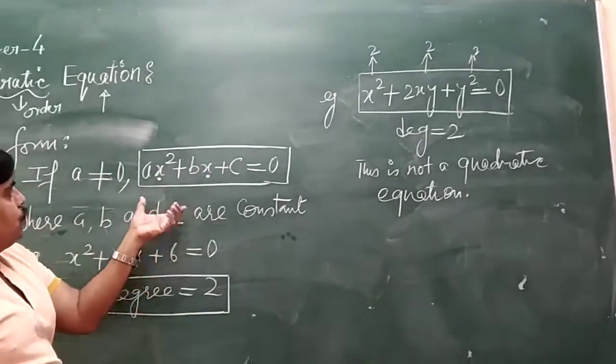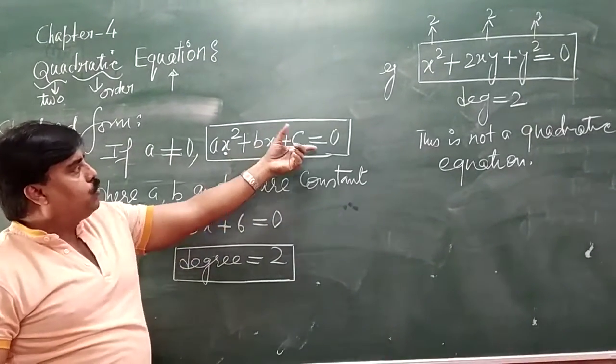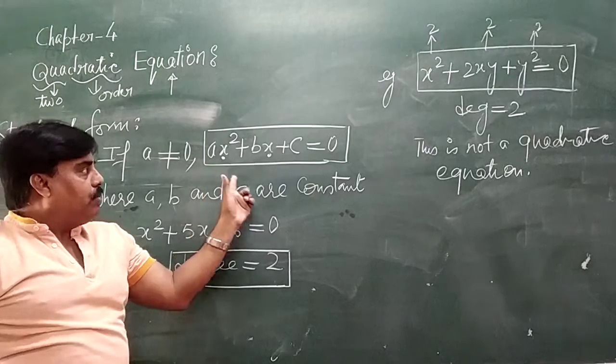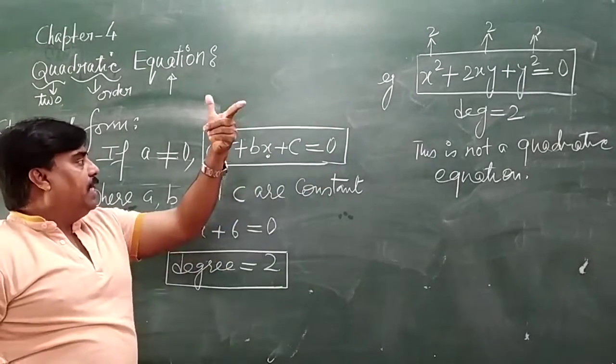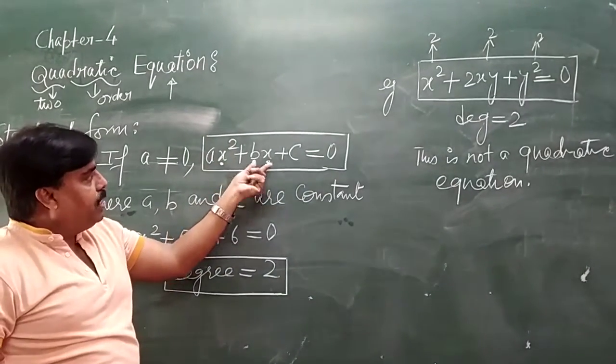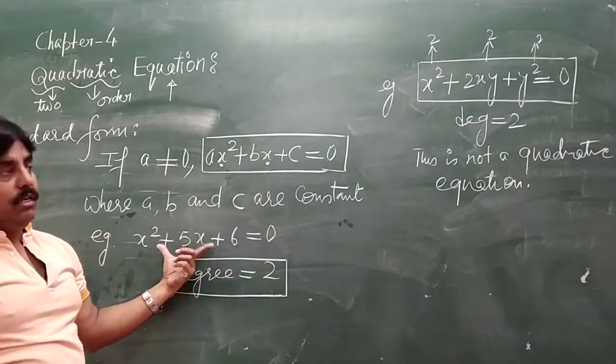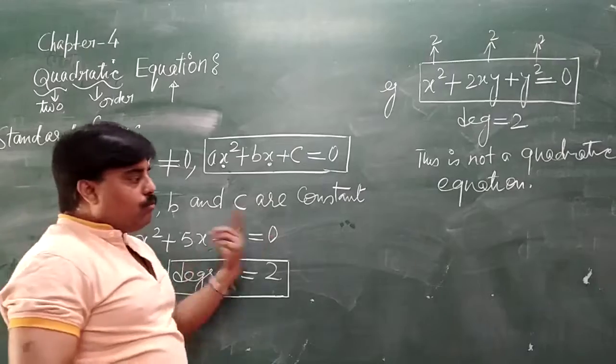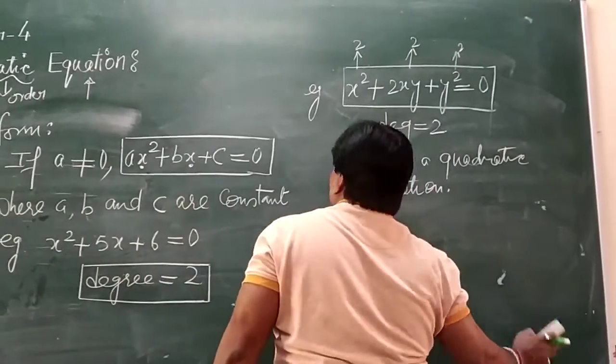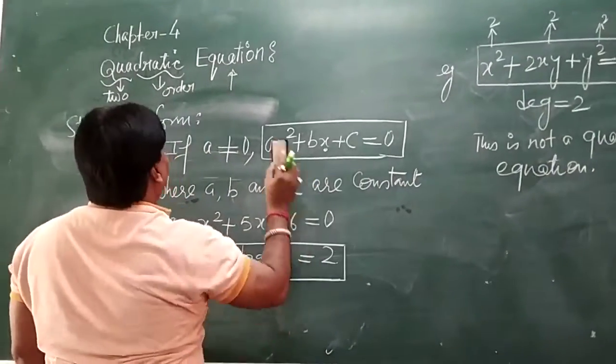So, to become a quadratic equation, your equation must be in this form. You are supposed to compare each and every equation with this form, ax square plus bx plus c. Only if it is in the form of this one can you say that it is a quadratic equation. Now, there are two types of quadratic equations.